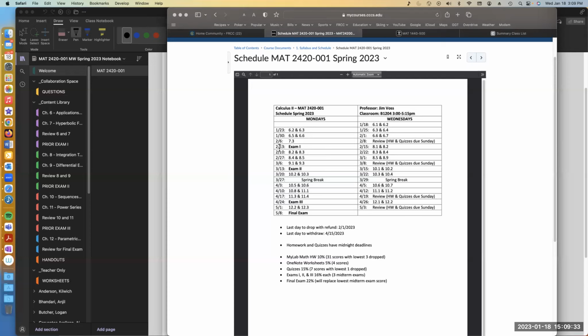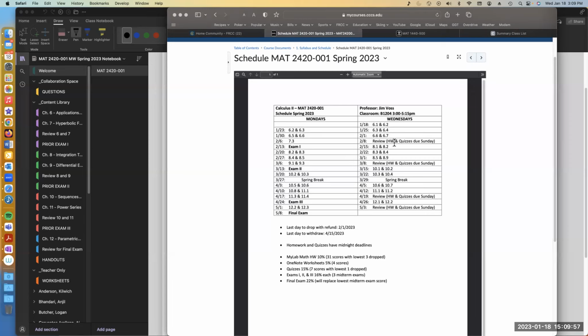So exam 1 is on the 13th of February, and the homework, so that means the MML homework and the OneNote homework and the quizzes, those are all going to be due the Sunday before, so on the 12th. So we're going to review for our exam on the 8th. That's a Wednesday, and then the Sunday a few days later, that's when everything's going to be due at once.